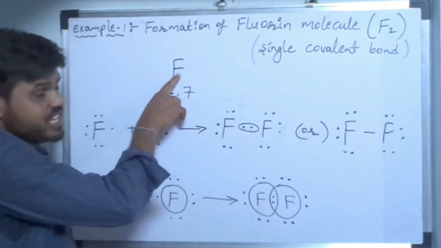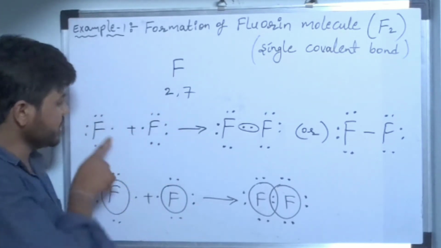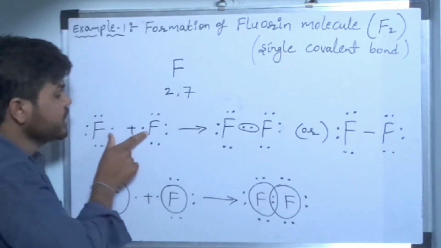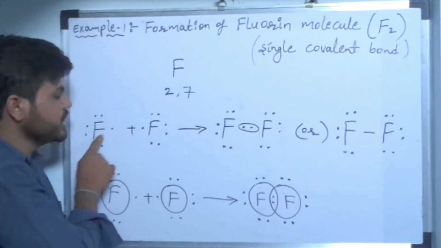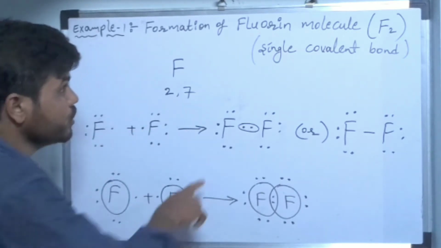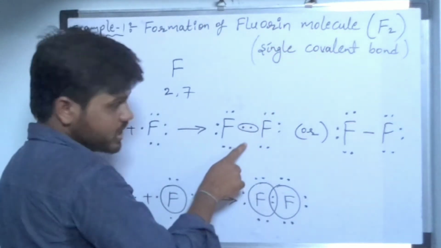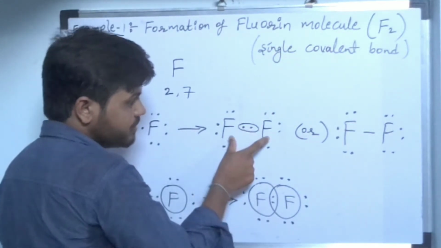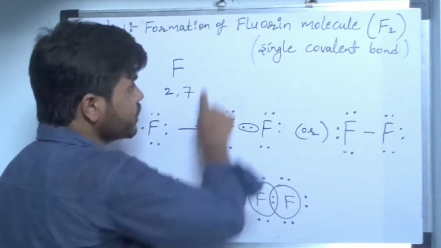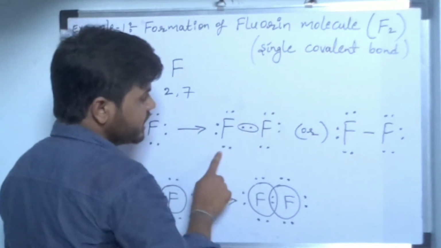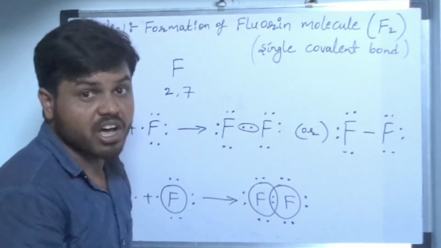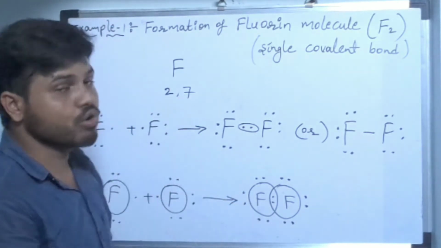Each fluorine atom is sharing one electron. Here one electron, here one electron. These two electrons are shared between these two atoms of fluorine to get the fluorine molecule, and these two atoms are getting octet configuration in the outermost orbital.